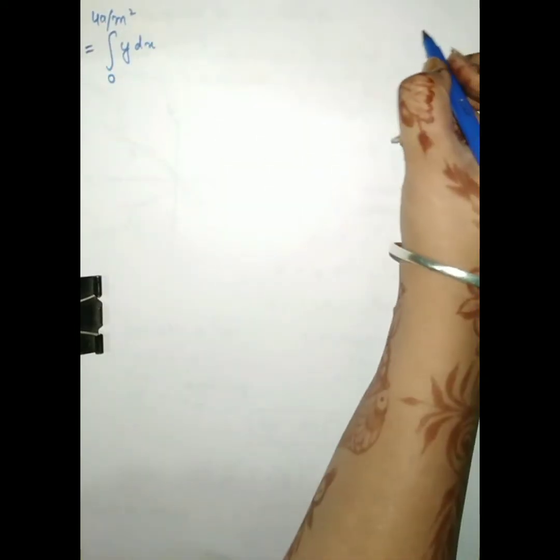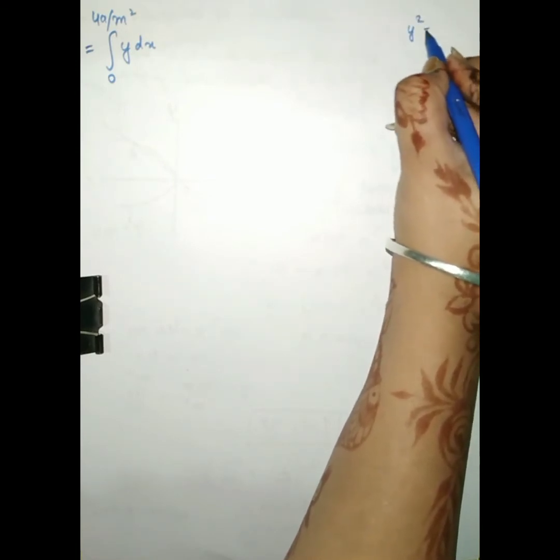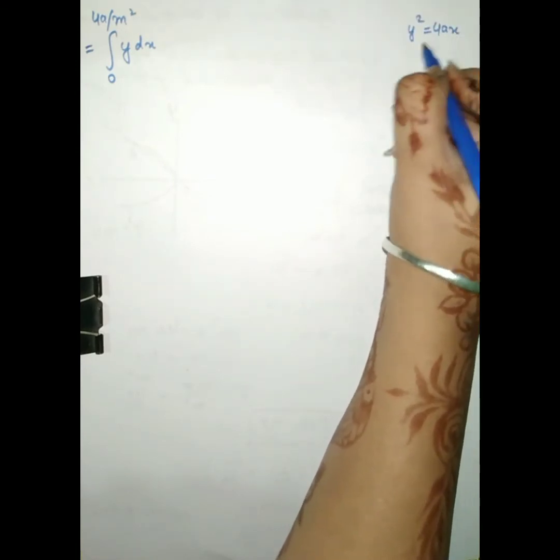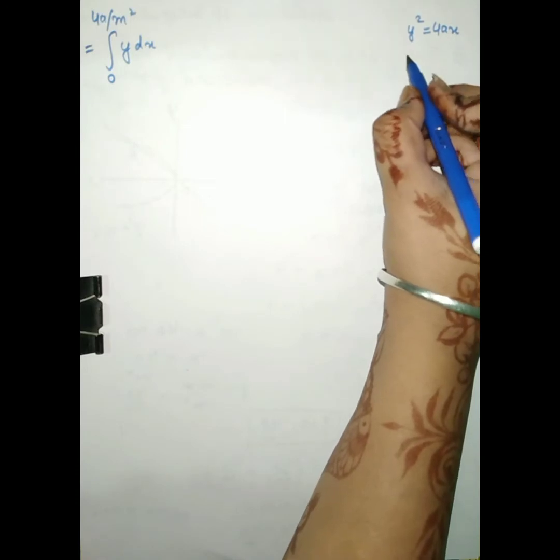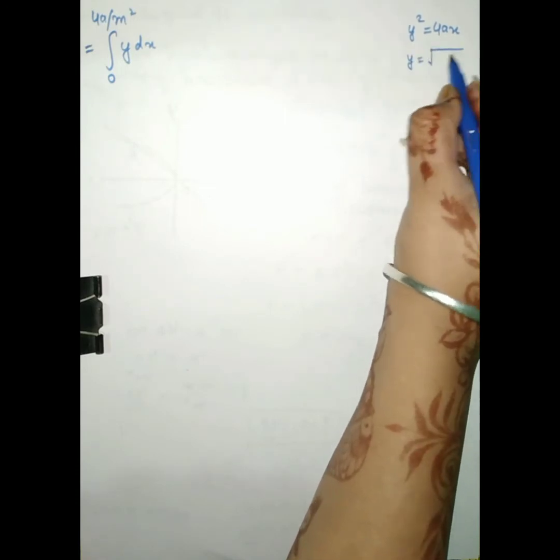Now we know that it is given y square equals 4ax. If from this equation we find the value of y, it becomes y equals root of 4ax, that is, 2 root of ax.